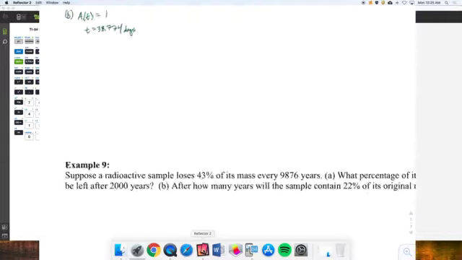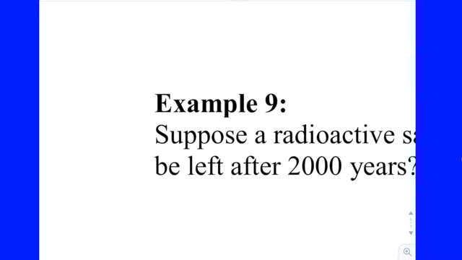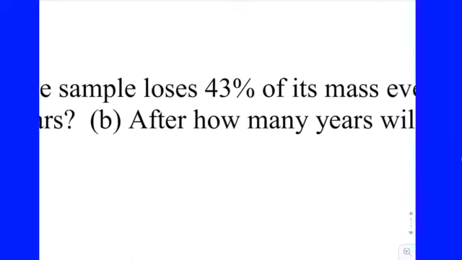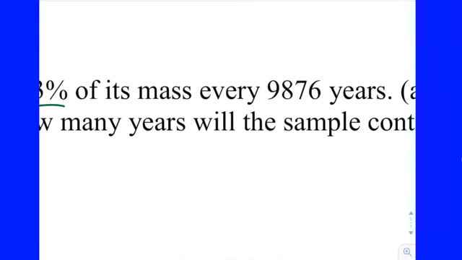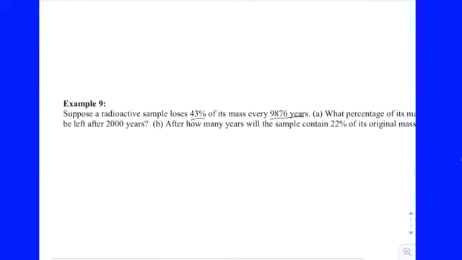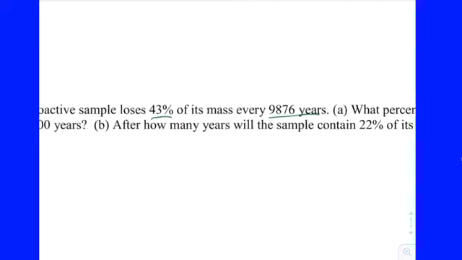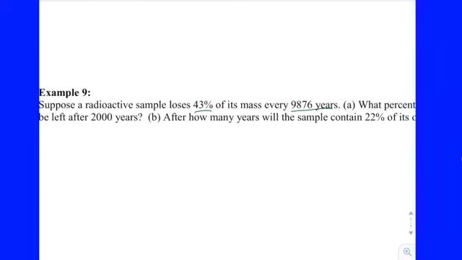All right, letter 9. Suppose, when you read that, you kind of want to rub your chin. Suppose a radioactive sample loses 43% of its mass every 9,876 years. What percentage of the mass is going to be left after 2,000 years? Oh, boy. More than 43%, right? This is for a multiple choice question? Because it takes almost 10,000 years to get down to 43. So it should be about maybe a fifth.